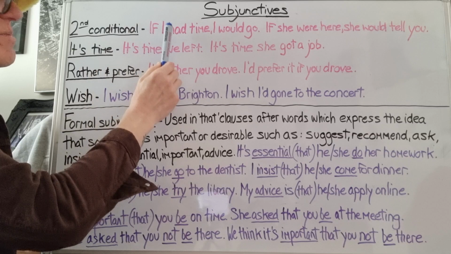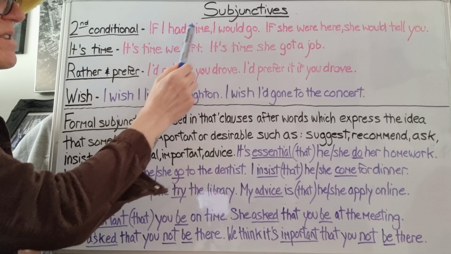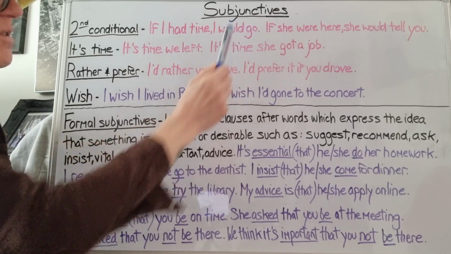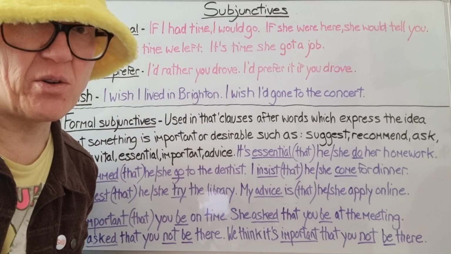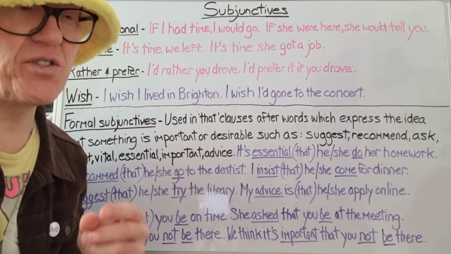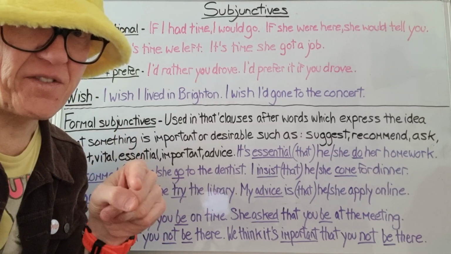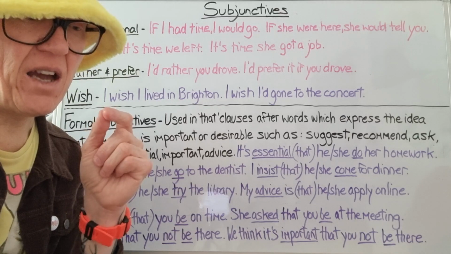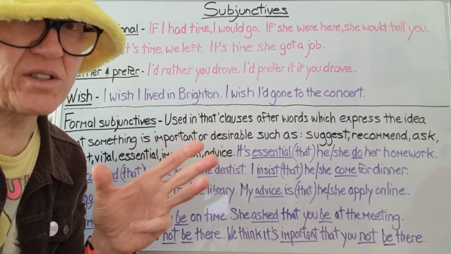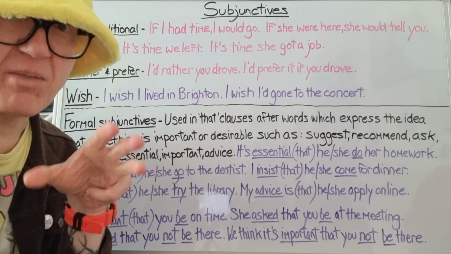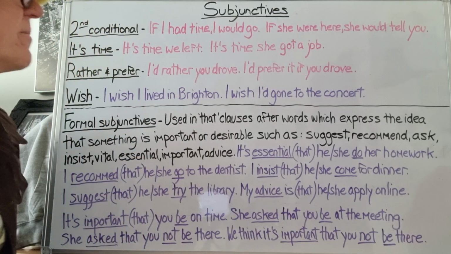Second conditional uses past simple in the if clause and would, could or might plus infinitive without to in the main clause. I did a video on second conditional, so if you want to focus on second conditional, have a look at that after you watch this. I did a video on all the conditionals, so any conditional videos can be found in my playlists.